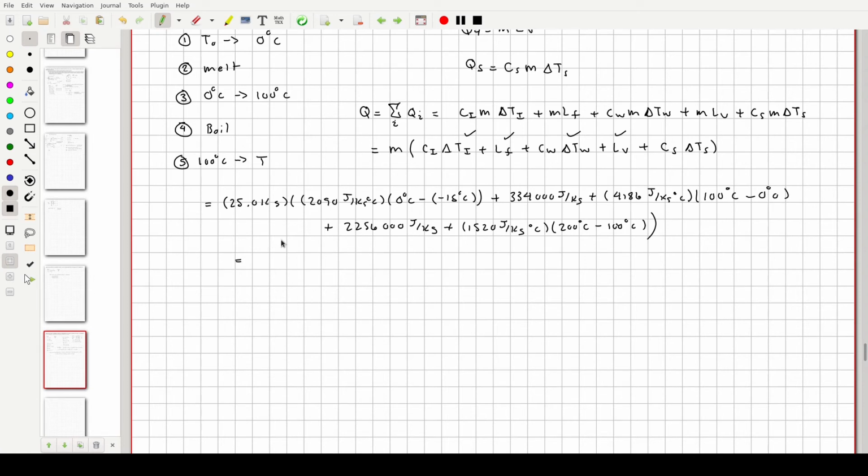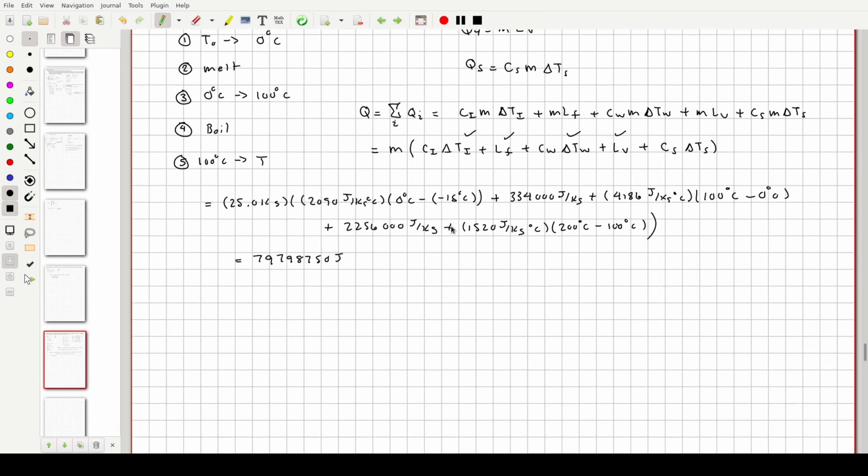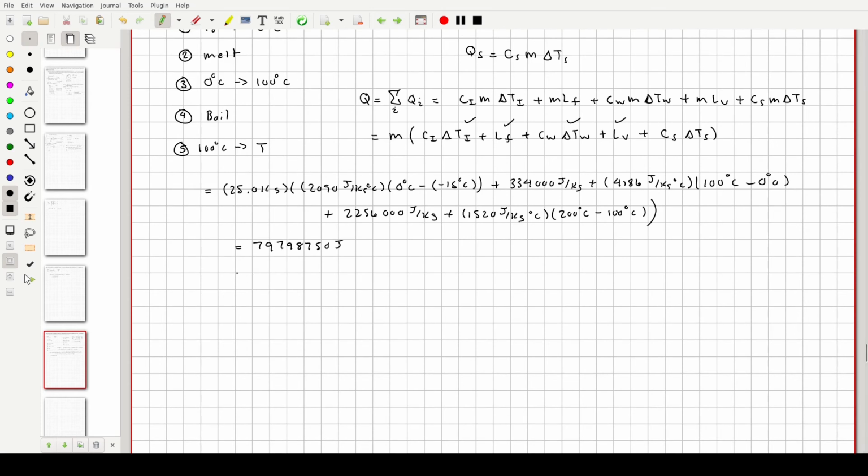When I do that, I get a total amount of energy that needs to be added of, excuse me, 79,798,750 joules. Now, 2 sig figs, 1 sig fig, 3 sig figs, 1 sig fig at the end of the day. 3, 6, 7. And that's how much energy it takes.